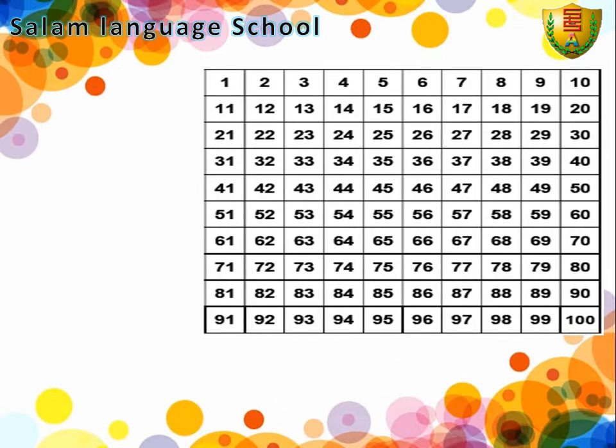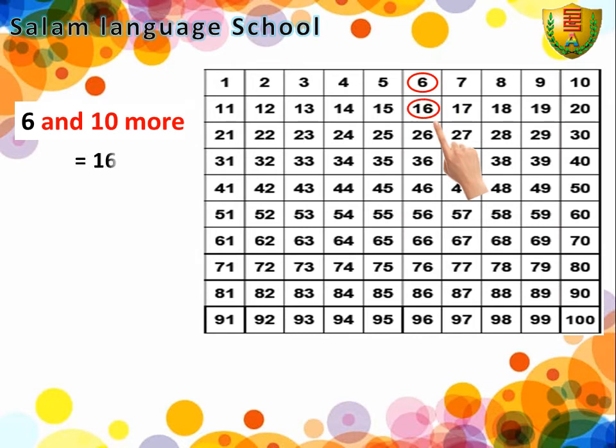Look to the number chart. 6 and 10 more. Start at 6. When we say 10 more, this means we add 10. We move downward one row. Start at 6, go downward, we landed on 16. So 6 and 10 more is 16.